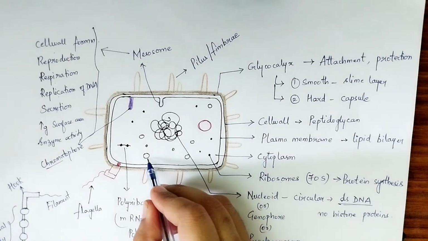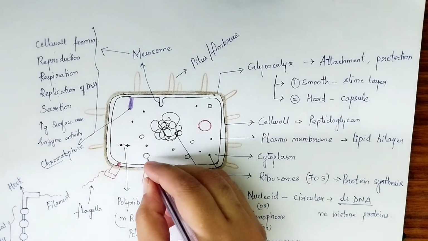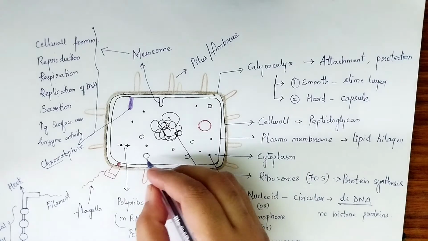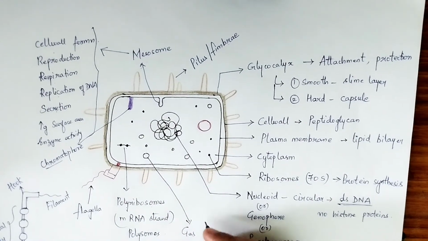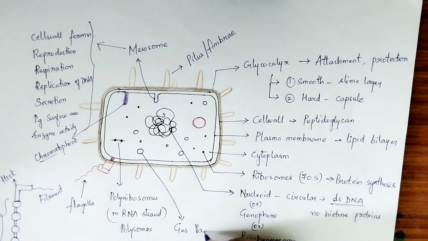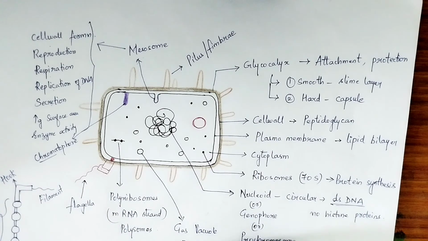The next part you can see here is the gas vacuoles. These gas vacuoles help in buoyancy of the bacteria.